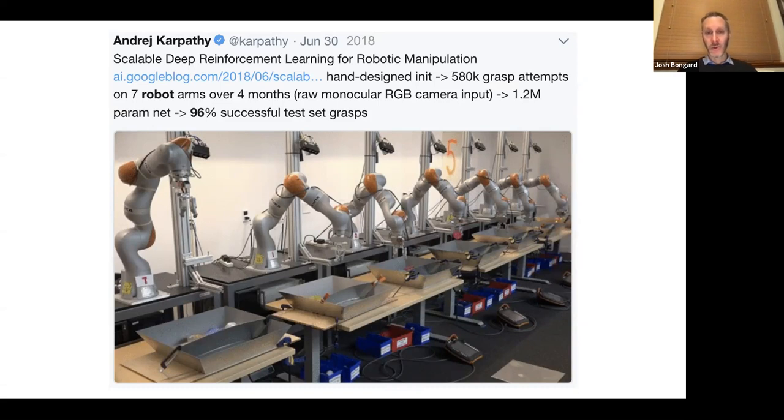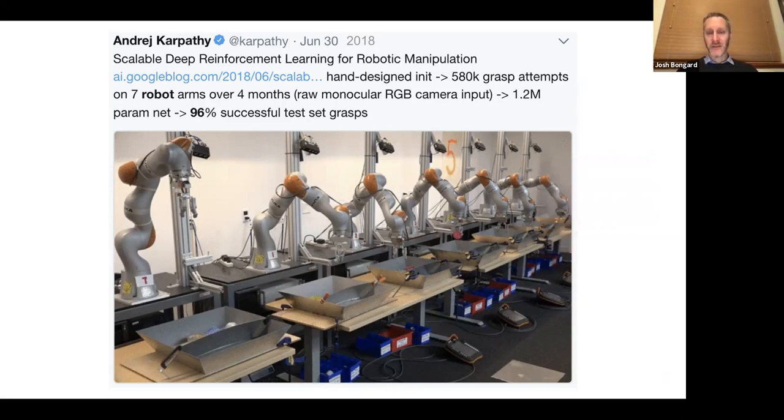Each robot was equipped with a red, green, blue camera input. The network itself had 1.2 million parameters. And after 4 months, they exposed these seven arms to objects that the arms had not seen before and were able to grasp the objects 96% of the time. So an incredibly impressive robotics experiment, and definitely a lot of progress on the state of the art here.